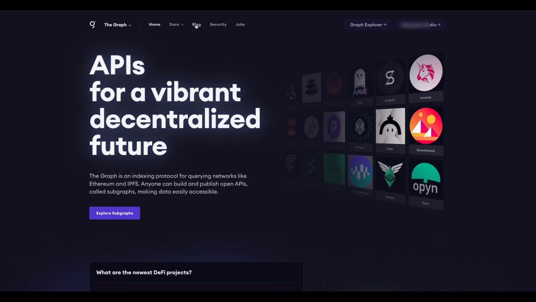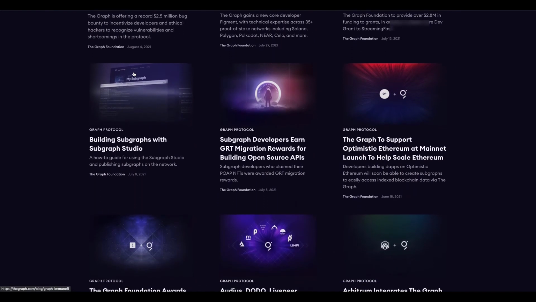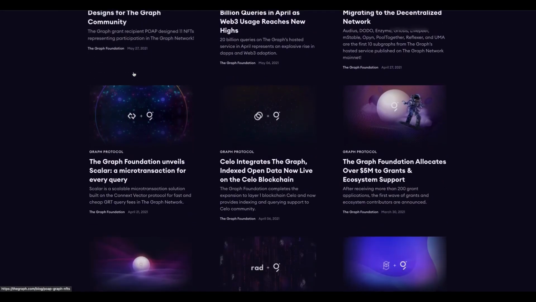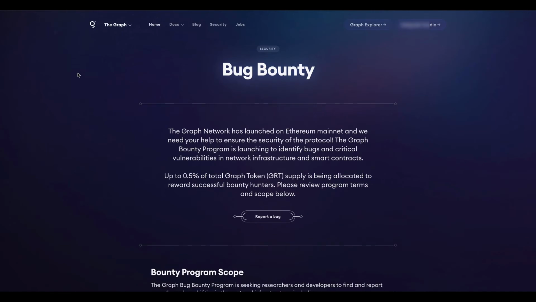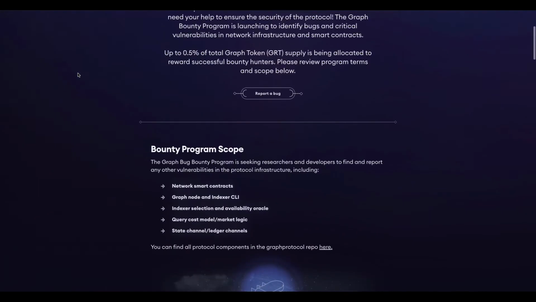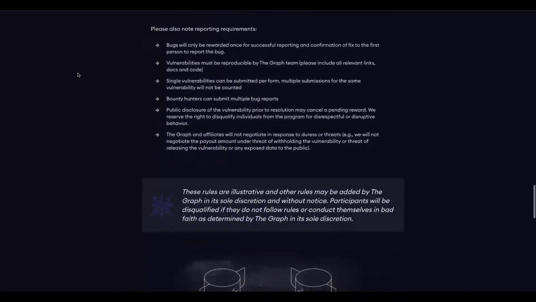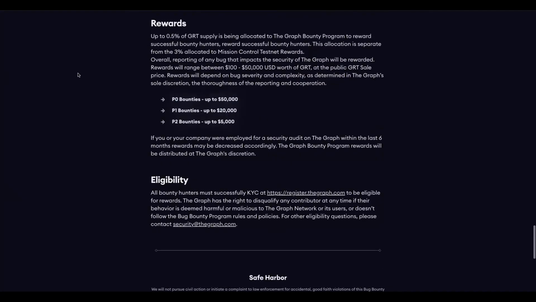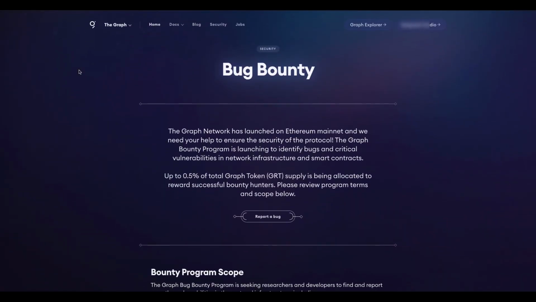Also, blogs. They have a blog channel or tab on here, so you can check this out. Security. They have a little bug bounty going on. I'm not sure if this is permanent or something temporary. So that's pretty cool. You can find a bug for the graph to make their protocol more secure.